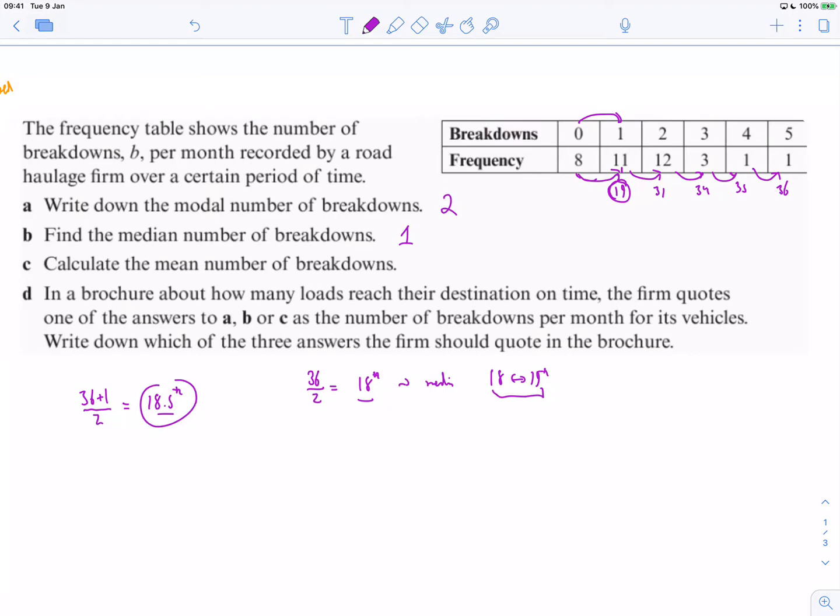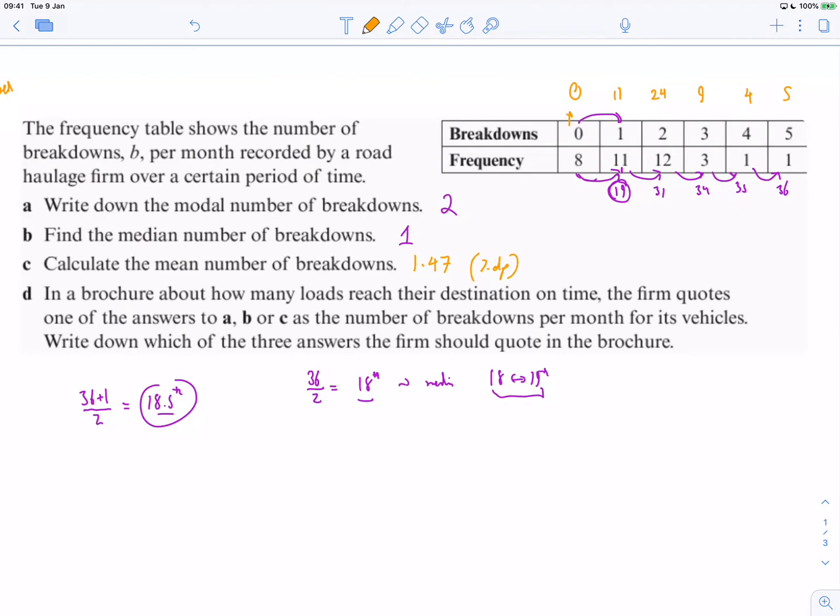Calculate the mean number of breakdowns. Well, that's going to be quite easy as well. If I do the sum up here, 0 times 8 is 0, 1 times 11 is 11, 2 times 12 is 24, 3 3s are 9, 4 and 5. If I add them all together, I will get 53. And if I do 53 divided by 36, I will get 1.47222222, which I'll take as 1.47 to 2 decimal places.